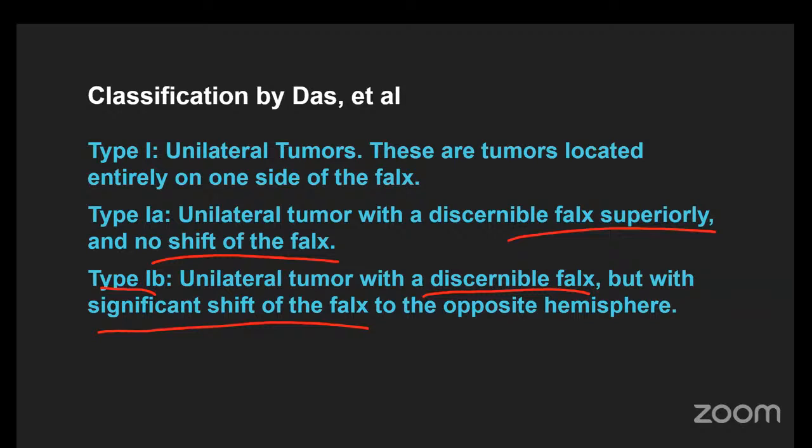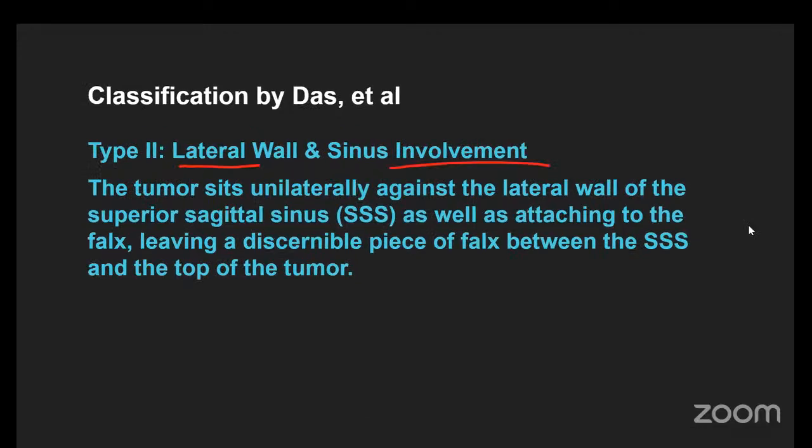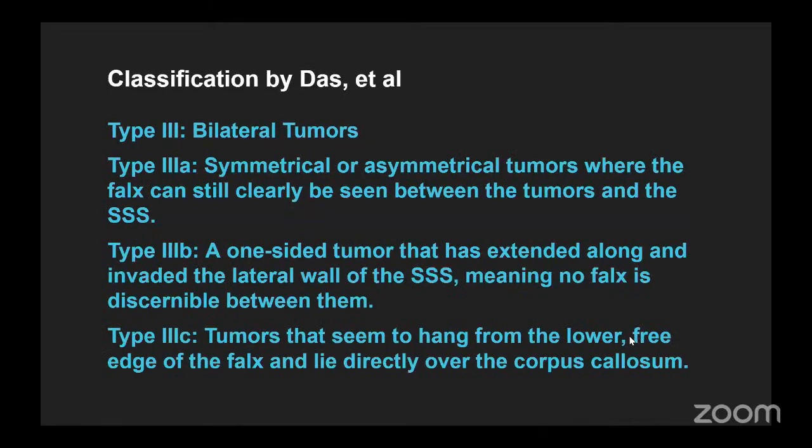Let's move to the next one. Type 2, we have this lateral wall and sinus involvement. Tumors are still unilateral. We discerned that from our picture, but there will be superior sagittal sinus involvement on one portion. Let me clear this. Type 3 are the bilateral tumors or the bilobed tumors. 3A are tumors in which you can still see the falx between the tumor and the superior sagittal sinus. So there is no significant involvement of the superior sagittal sinus.